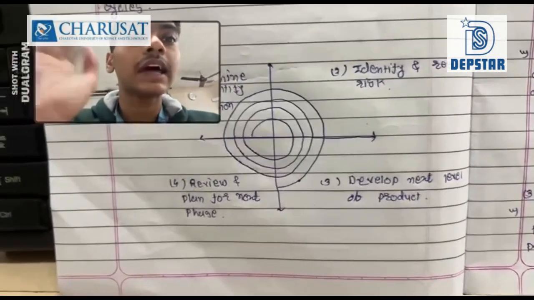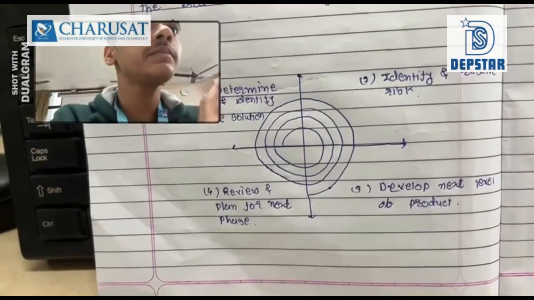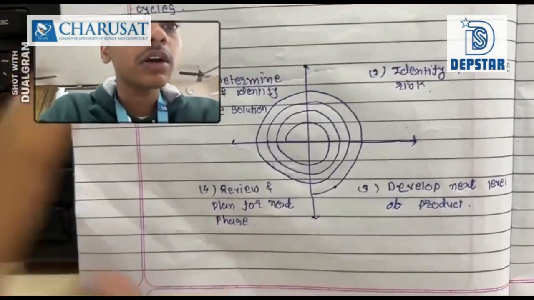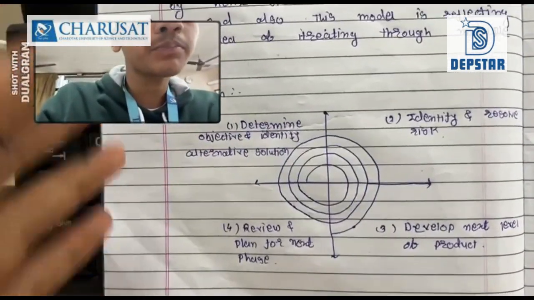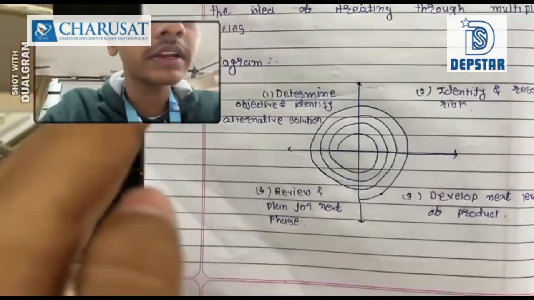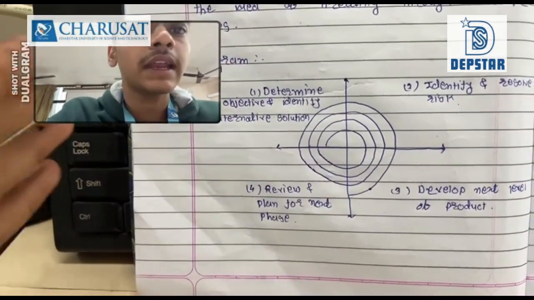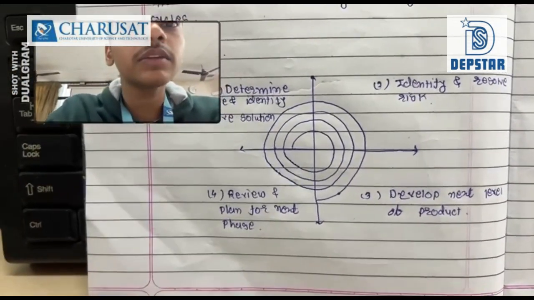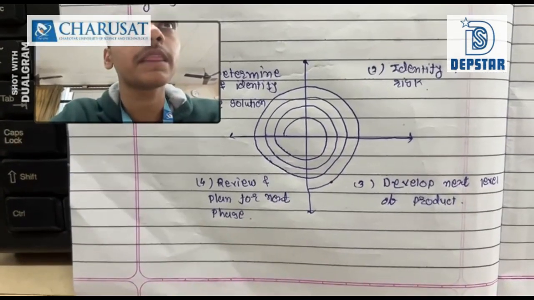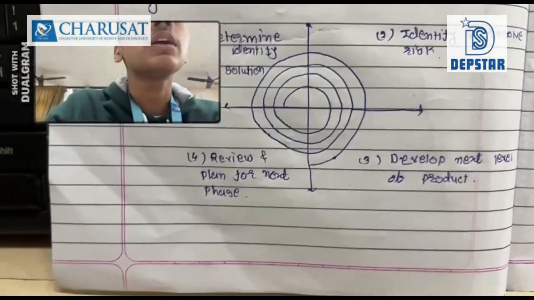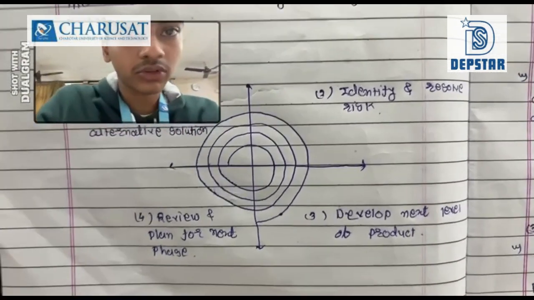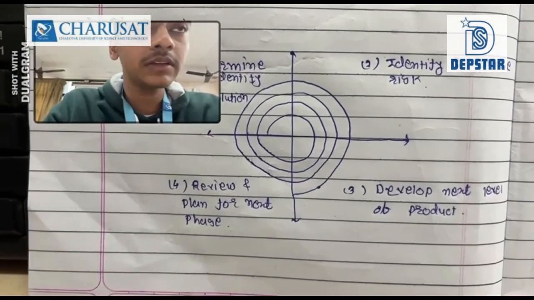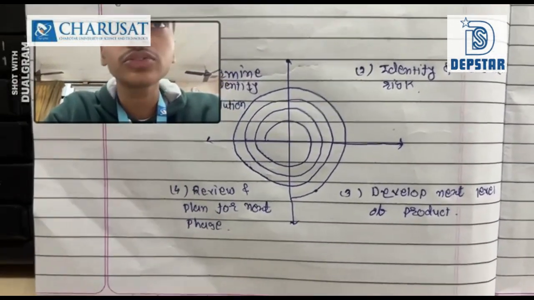This is the diagram of our model, which consists of cycles, and we divided the diagram into four parts. The first part is determine objectives and identify alternative solutions. In this part we understand the requirements of our customer for the software project, and we try to make a possible solution for it.